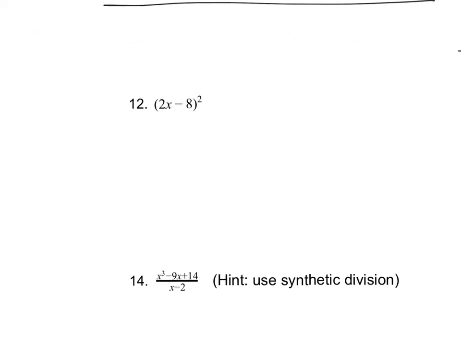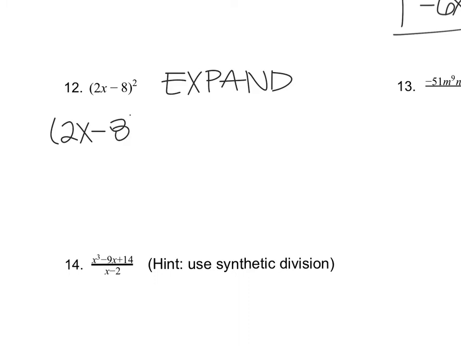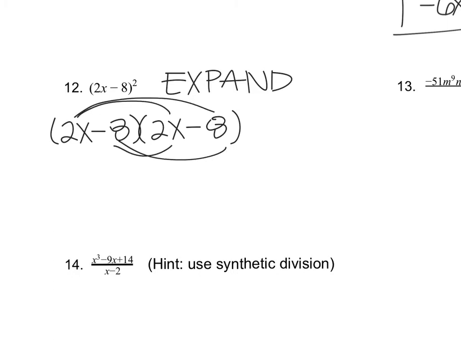Okay. Next, we have 2x minus 8 squared. Something like this, we have to expand. We have to write it out. 2x minus 8 squared is 2x minus 8 times 2x minus 8. We cannot distribute that squared into the parentheses because we have subtraction going on. Once we expand it, we're then going to FOIL like we did in the previous problem.